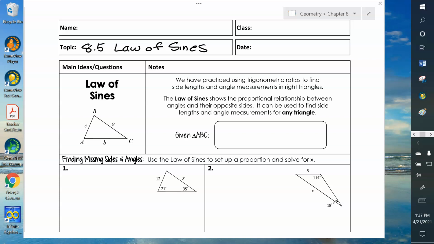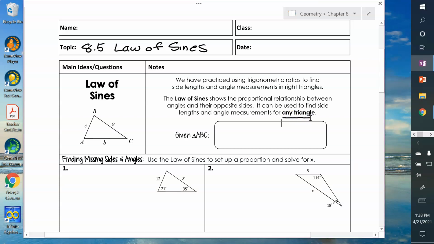Now what we have been doing is solving right triangles for missing sides and missing angles. And we were limited to only right triangles, meaning that we had to have a right angle. But Law of Sines allows us to solve triangles. We can get missing sides or missing angles for any triangle. It doesn't have to have a 90-degree angle.